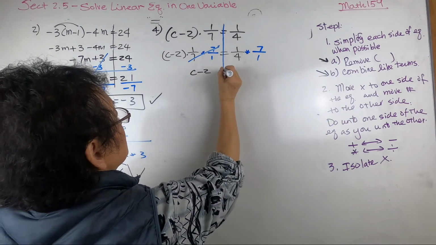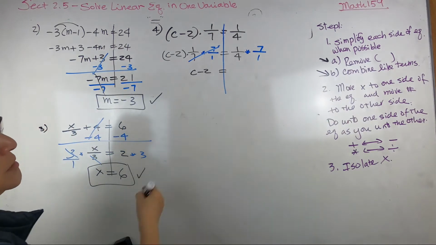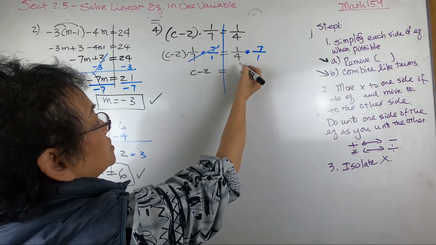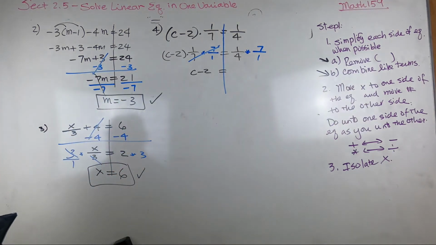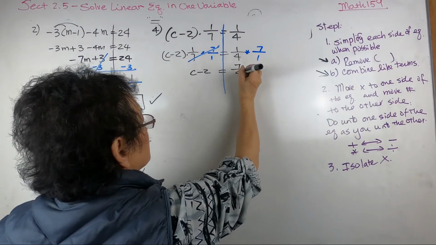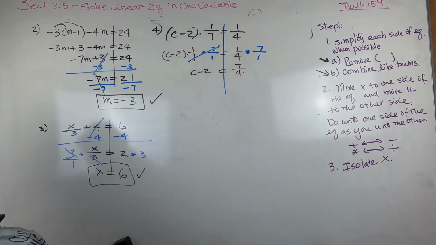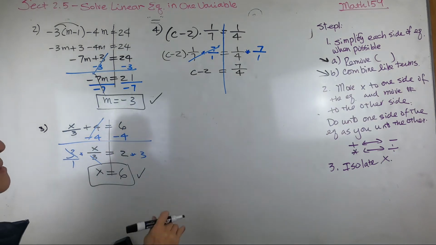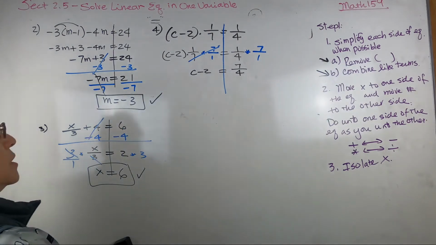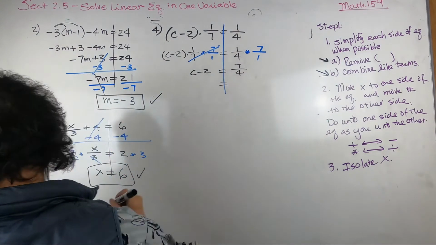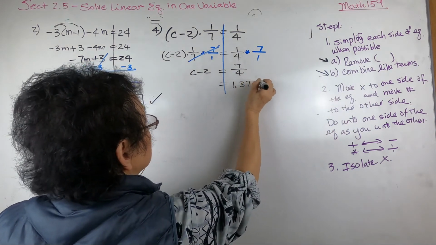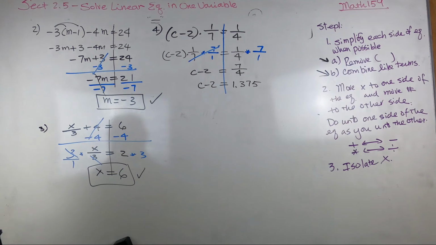c minus 2 equals, you need to know how to multiply your fractions, right? Numerator times numerator, denominator times denominator, right? So 7/4. Keep everything as what? An improper fraction, or you change it to a decimal. So if you change it to a decimal, what will this be? Use your calculator, you divide them. So c minus 2. Is that right?